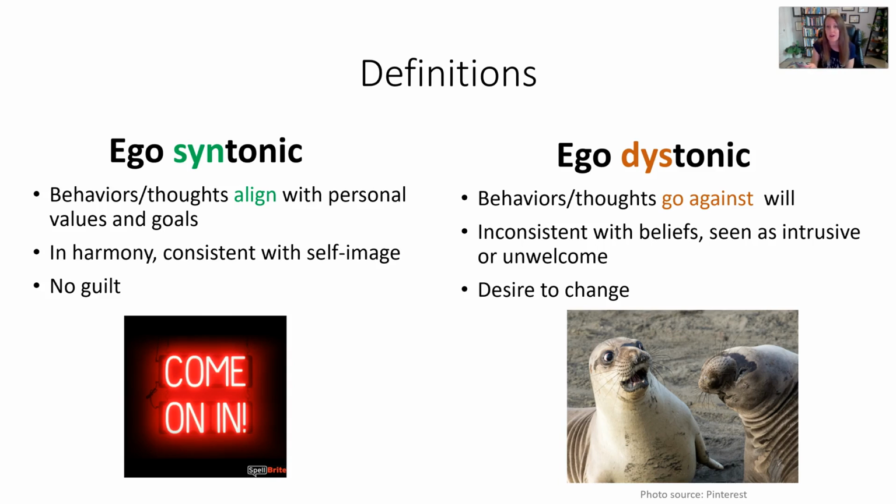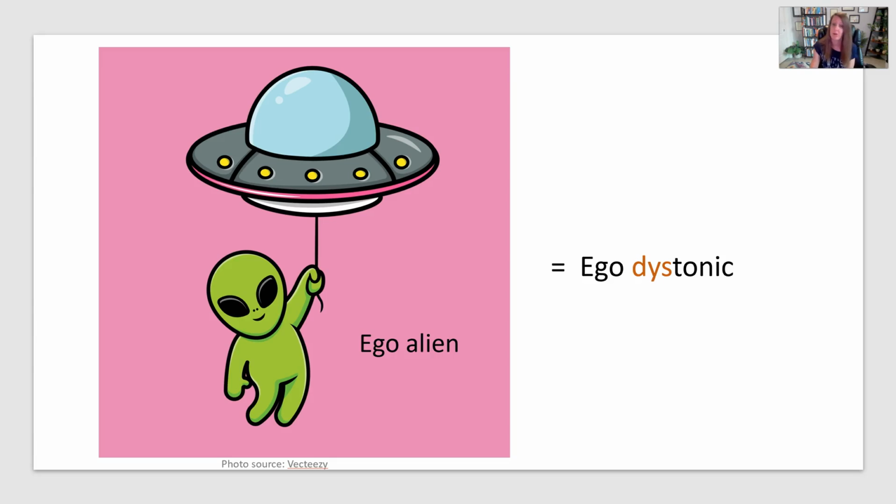Whereas egodystonic are behaviors or thoughts that go against your own personal willpower. They're inconsistent with your beliefs, values, they're seen as intrusive, unwelcome guests, and there's often some sort of guilt or desire to change that. And if you see ego alien, that is the same thing. It is a synonym for egodystonic. They're basically the same thing.